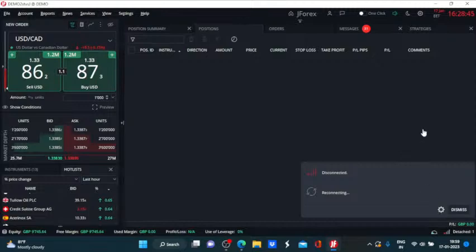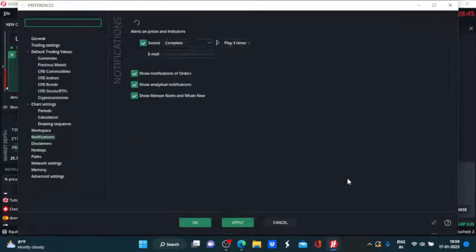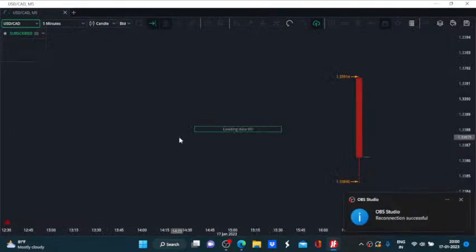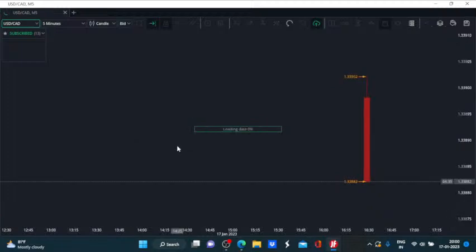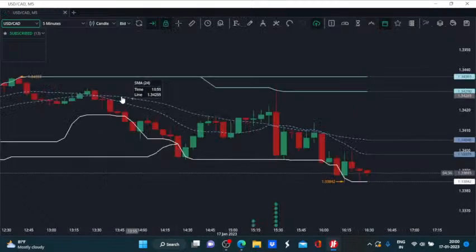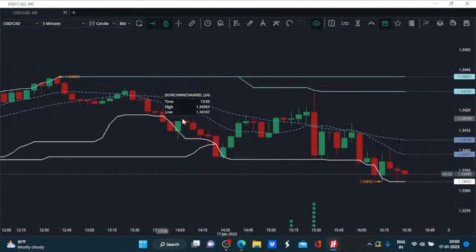The platform seems to have gotten disconnected, so there is this problem. Okay, here we have it back.